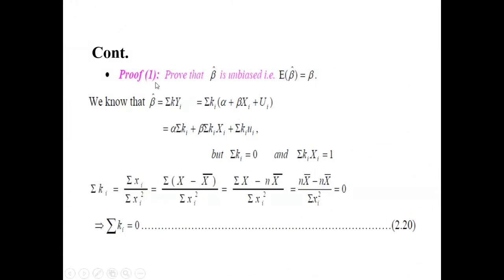Okay, proof that beta hat is unbiased. This means that the expected value of beta hat is equivalent to beta. So we know that beta hat is the summation of ki times yi, equivalent to the summation of ki into alpha plus beta xi plus ui.